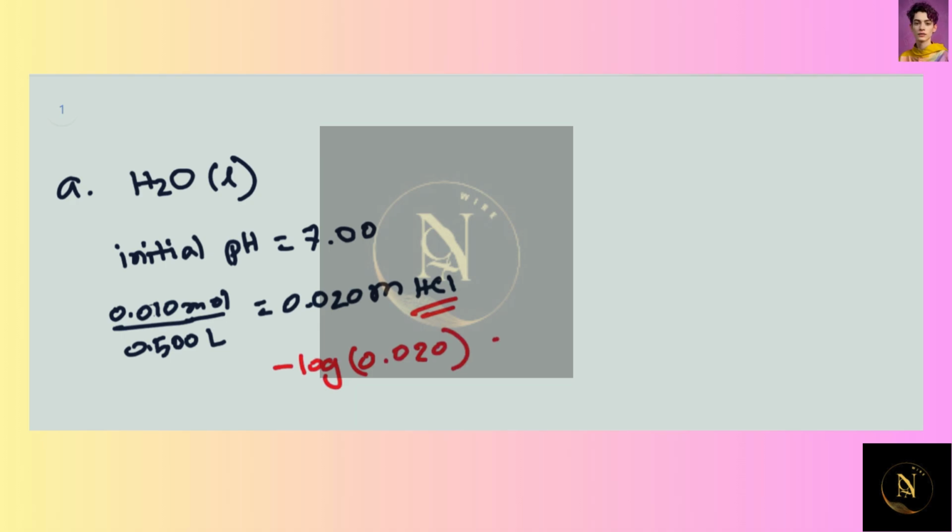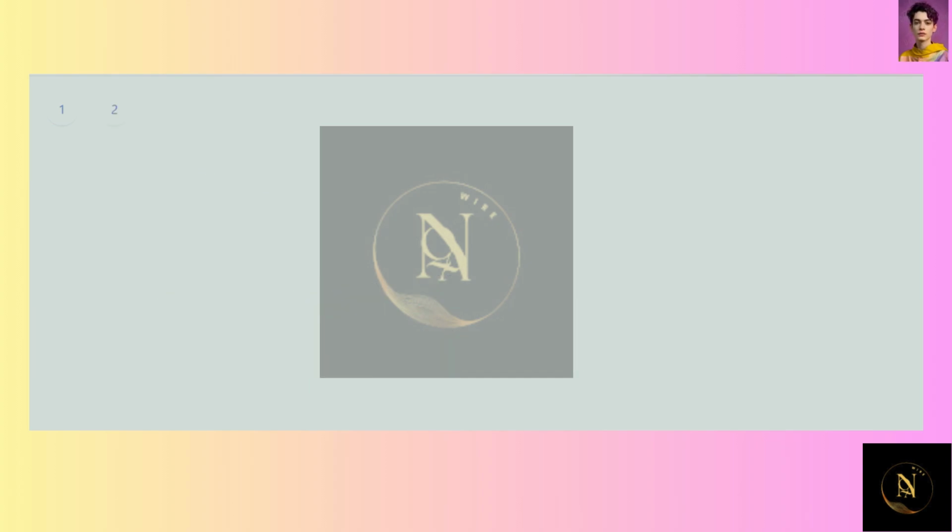0.020, and we will have a value of 1.70. So this is the final pH of the pure water after addition of 0.010 mole HCl.